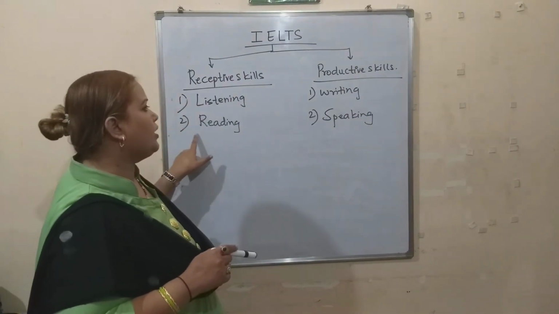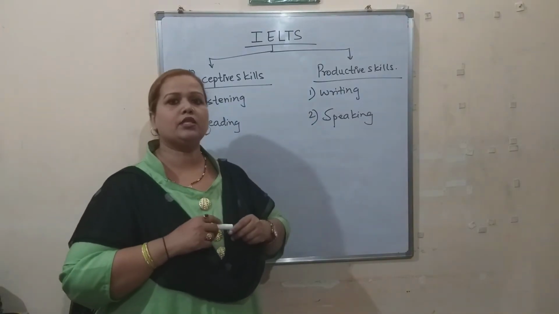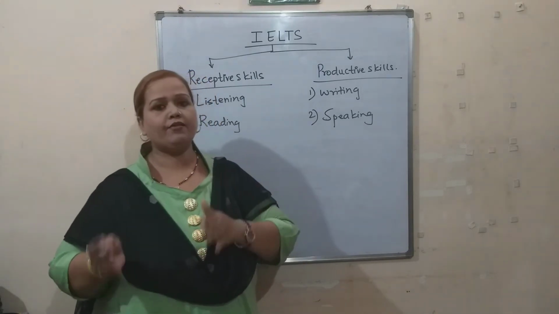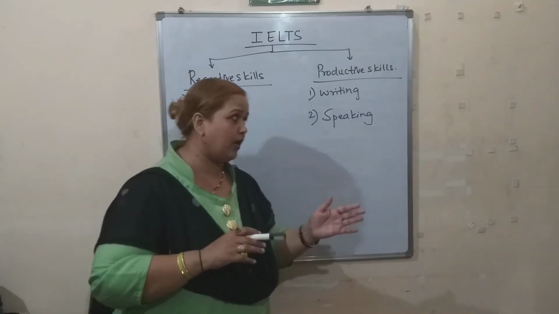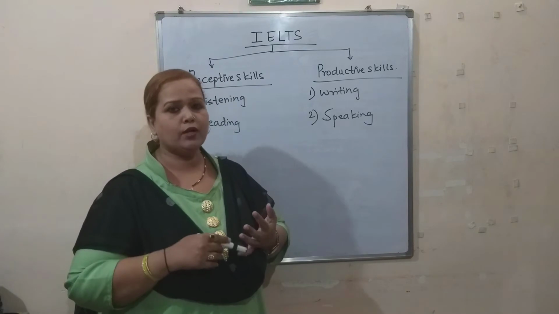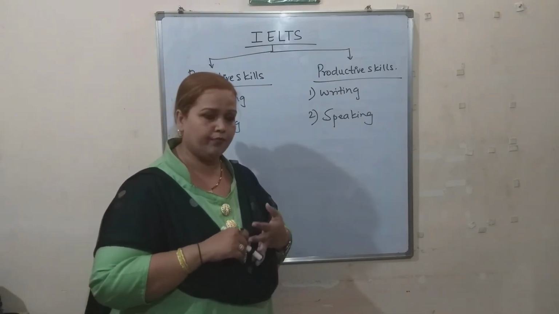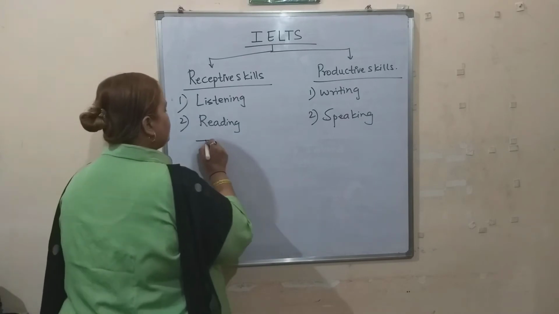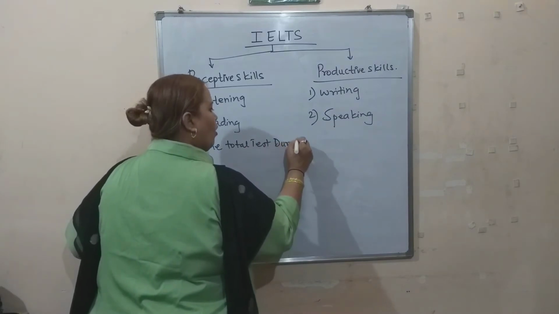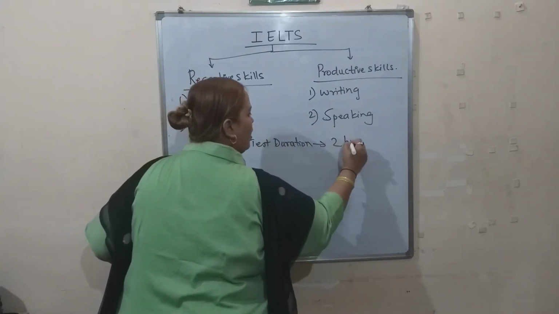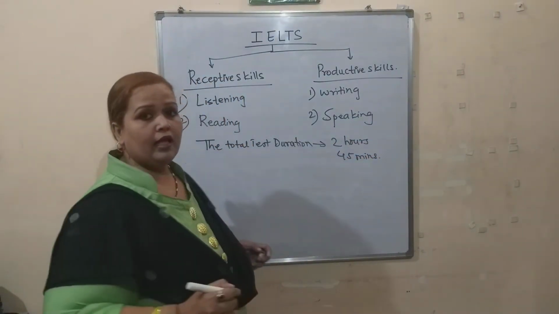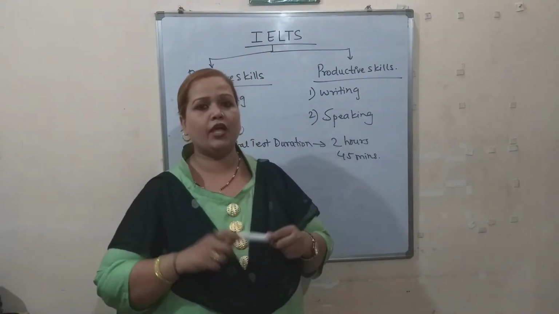Now, listening, reading and writing are taken on the same day by the examiners, and speaking is taken 7 days before or after the test. Listening and speaking are the same module for the general category as well as the academic category. The total test duration of IELTS is 2 hours and 45 minutes. So, let's see in detail how every module is.